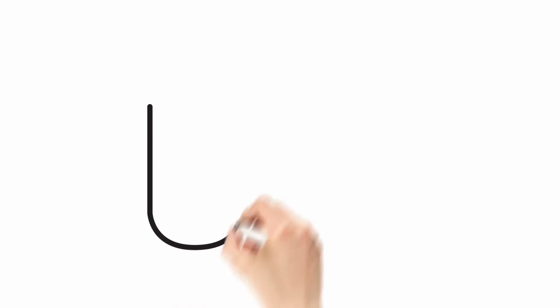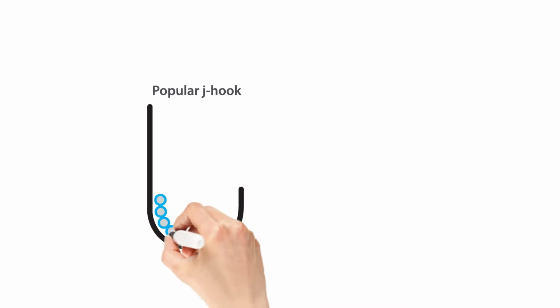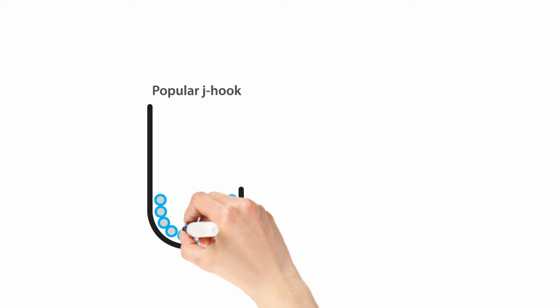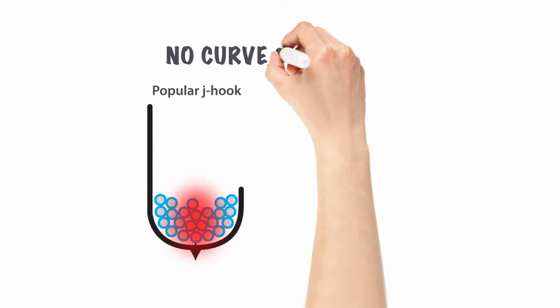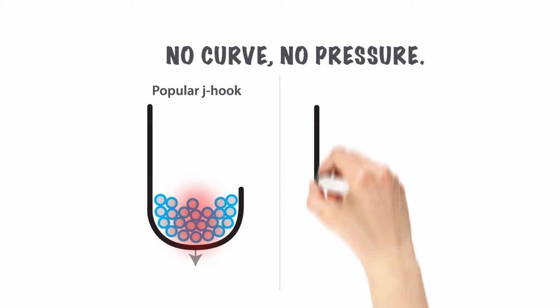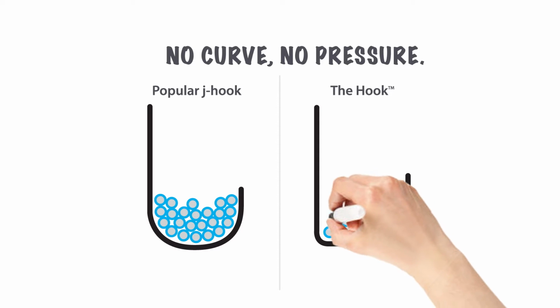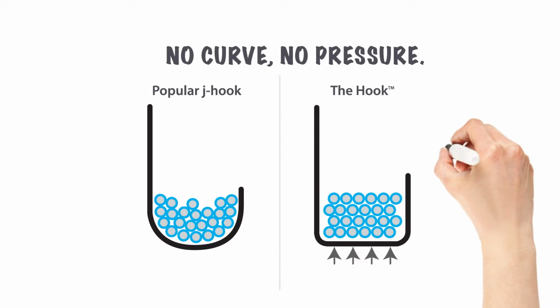First, look at the profile of a popular J-hook design. The curved shape of the J-hook forces unnecessary pressure on those cables that are towards the bottom center of the J-hook. This could negatively impact overall network performance. No curve, no pressure. Now let's look at the profile of the hook. Due to their round shape, cables naturally nestle in between adjacent cables, and pressure is evenly dispersed throughout the J-hook.